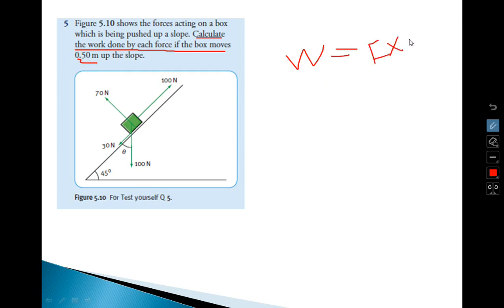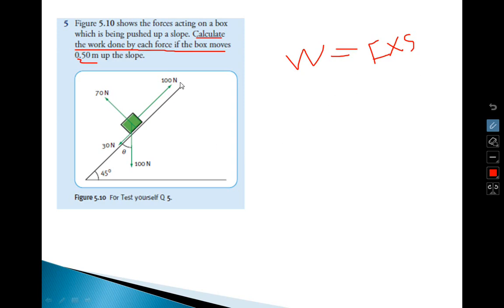F times S. This example explains the second part, when we said there is an angle between the force and the direction. The previous one, example number 4, explained the relation between F and the direction. There is no angle, there is only a distance of movement. So that explained the first part. The second part, or the special case, is when there is an angle between F and S, between F and the direction of movement.